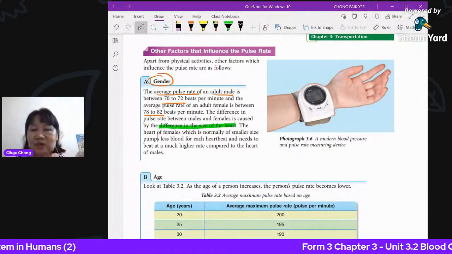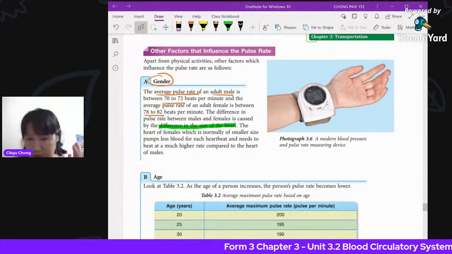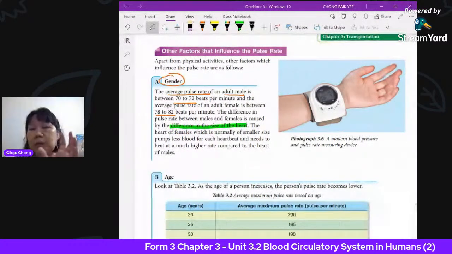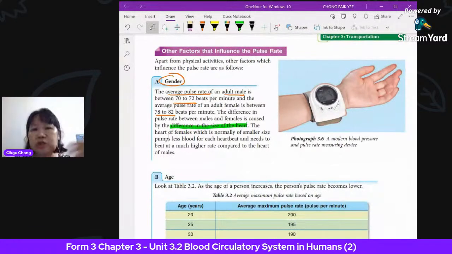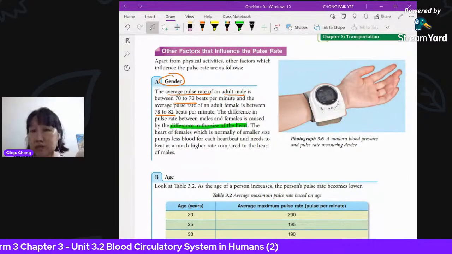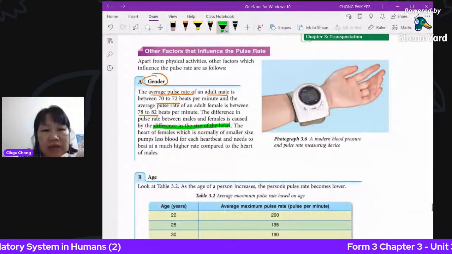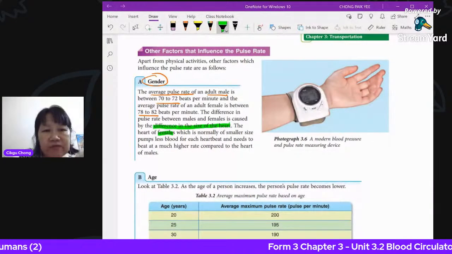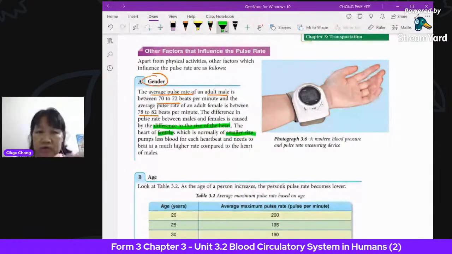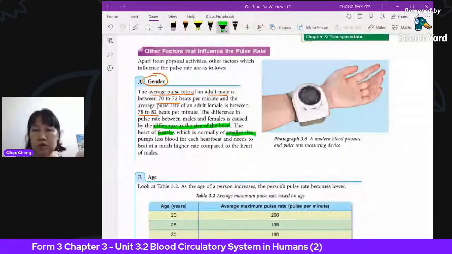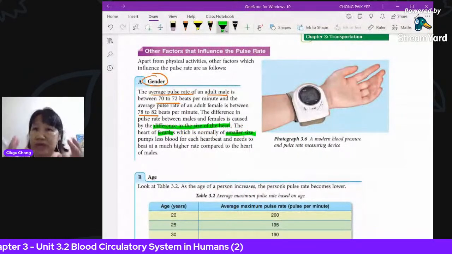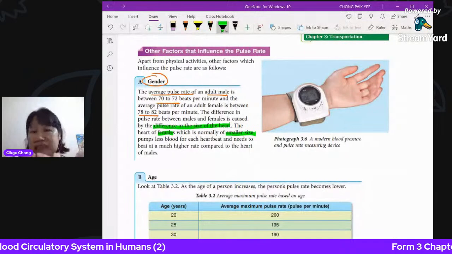So when your heart is smaller, you end up having to beat more times because you want to achieve the volume of blood. Same thing for the difference in the size of the heart. The females will have a smaller size heart, so that means they have to beat at a much higher rate to get the blood flowing. If you have a bigger heart like a male, you have to beat less. That's the difference.